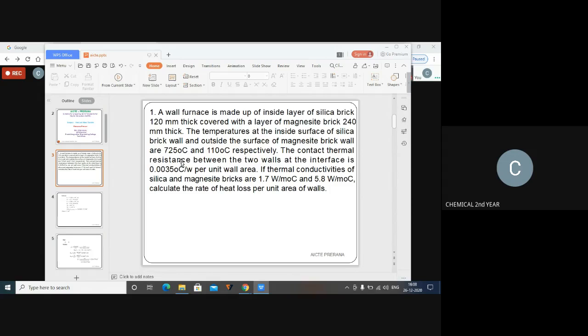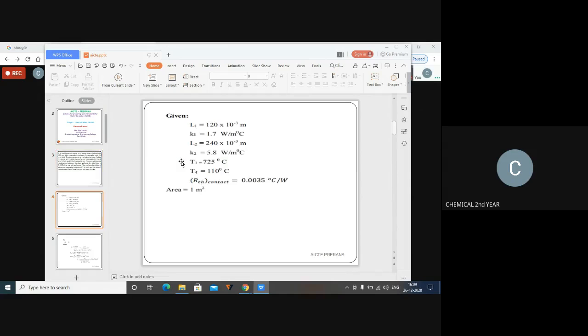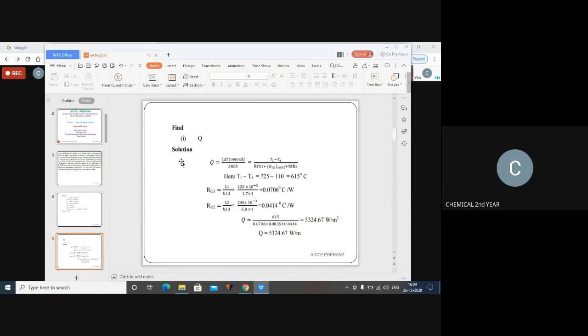This is the given data. And this is the formula for finding the Q value. So Q is equal to delta T overall divided by the summation of R value. This is the common formula for finding the Q value.